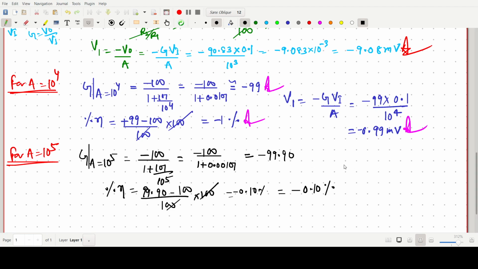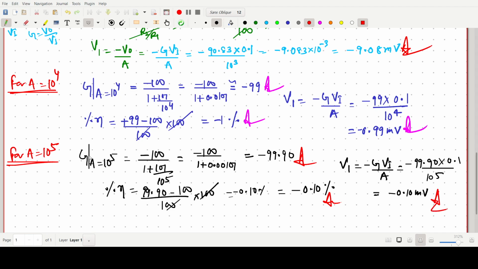So this will be the percent error, minus 0.10%. Now one more thing, V1, we have to find. It is already very simple. I will share the video on how to write all these things, the full theory video. 0.1 divided by 10 to the power 5, if we solve this, it will directly come around minus 0.10 millivolt. So these are the results for 10 to the power 5.